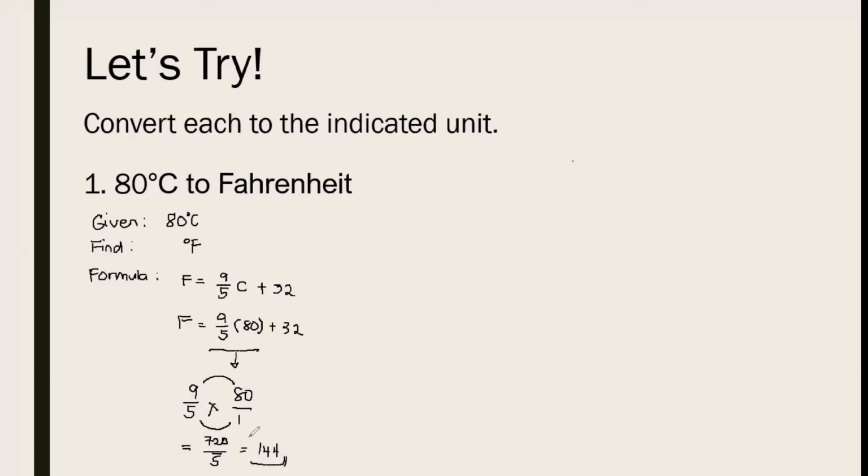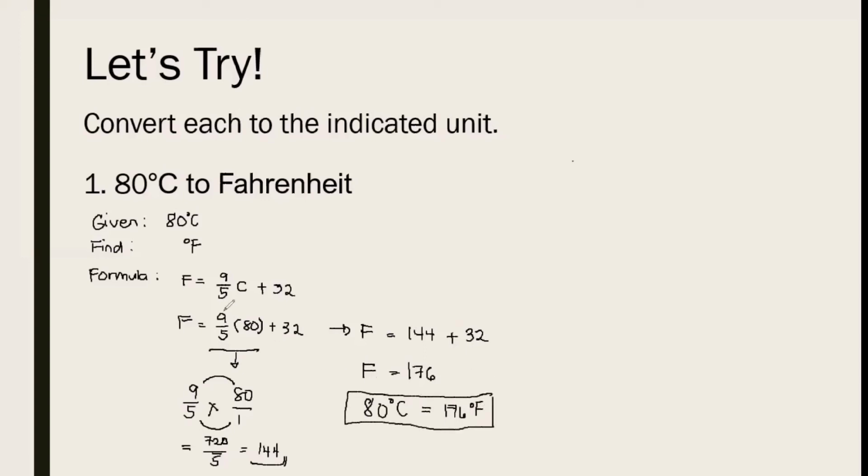Okay, so let me substitute 144 in this expression. We have F will be equal to 144 plus 32. And then simply add 144 and 32, and this will result in 176. As for the conclusion, 80 degrees Celsius is equal to 176 degrees Fahrenheit. And this will be our final answer. So let me write the final answer here: 176 degrees Fahrenheit.